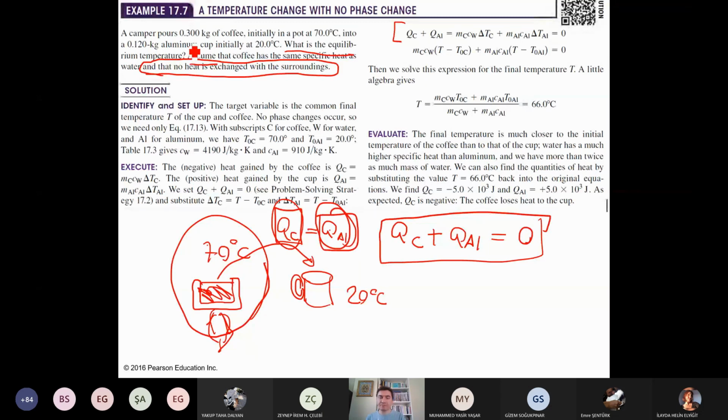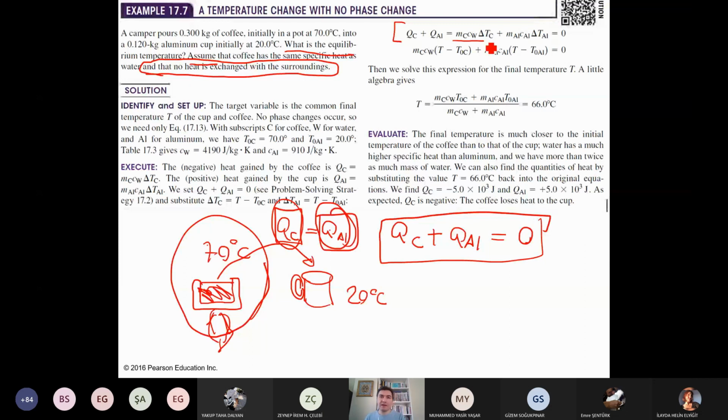This is the delta Tc, temperature change of the coffee, and this is the specific heat of the water. Why do we use the specific heat of the water? Because here in the question it is assumed that coffee has the same specific heat as water, but this is an assumption. And this is the mass of the coffee, it is given. This is the mass of the aluminum cup. This is the specific heat of the aluminum. And here we have the change in the temperature of the aluminum cup.